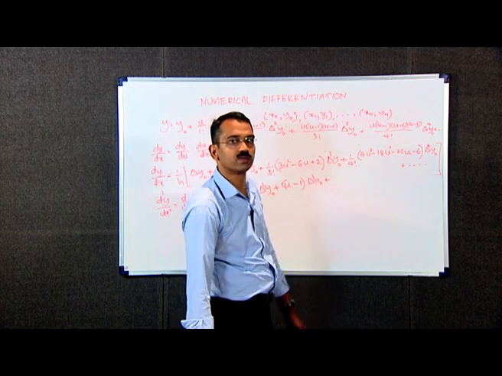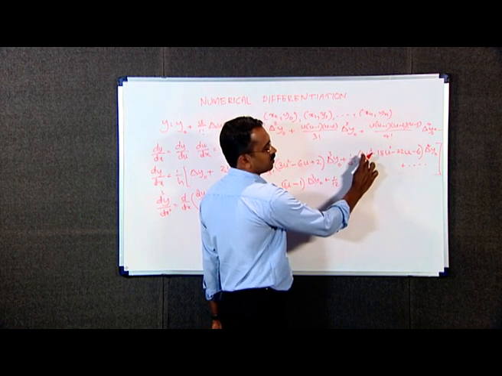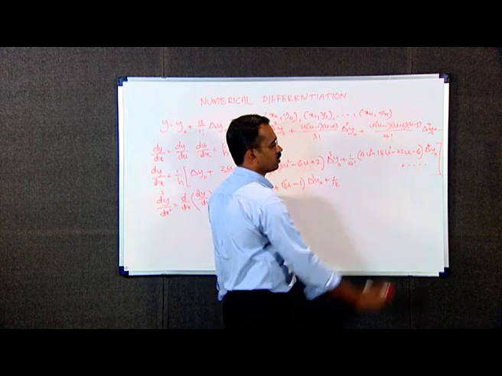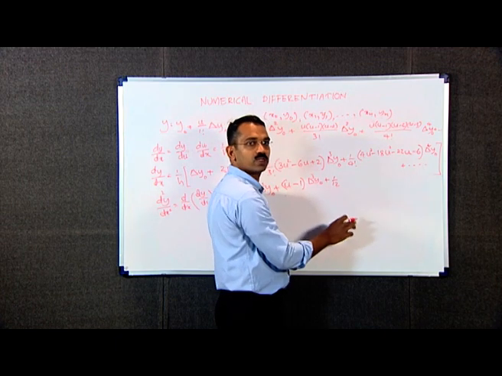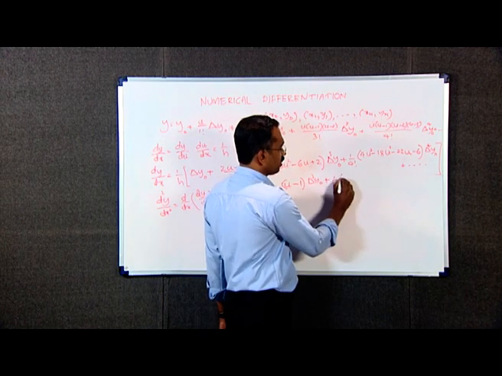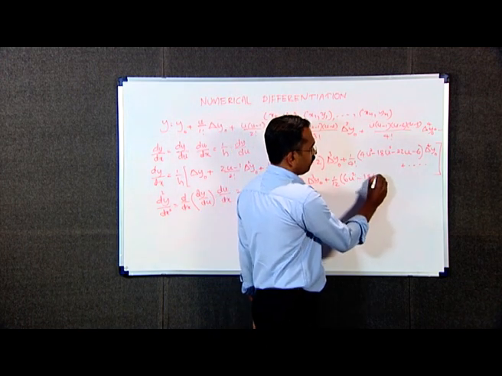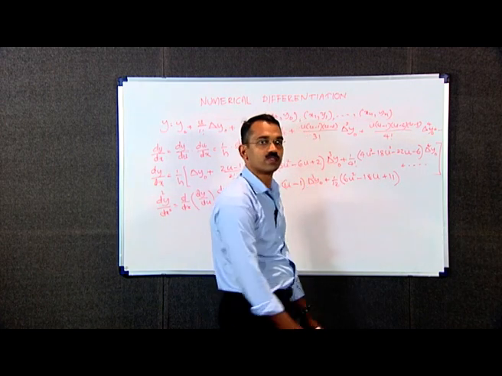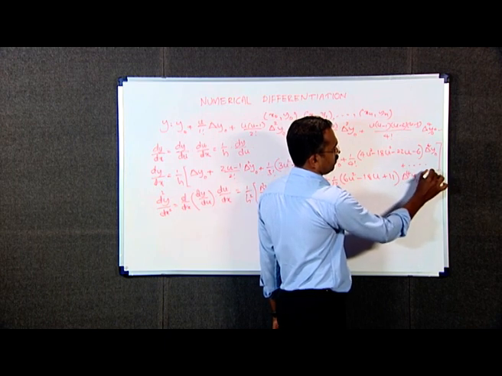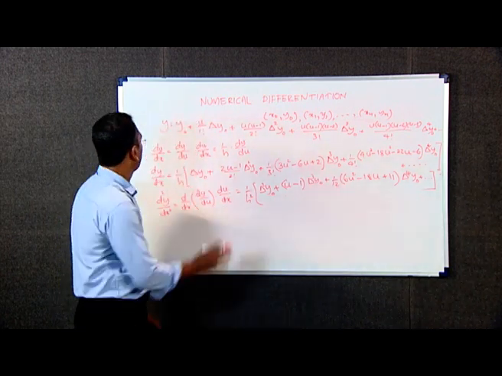Plus the next term is 1 by 12 into, here the derivative is 3 into 4 u square, 12 u square minus 36 u plus 22, 4 factorial means 1 into 2 into 3 into 4, that is 24, therefore we get 1 by 12 into 6 u square minus 18 u plus 11 delta raised to 4 y naught plus etc. This is the second derivative of y.